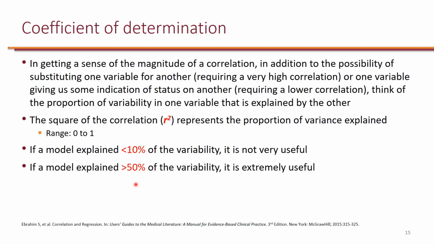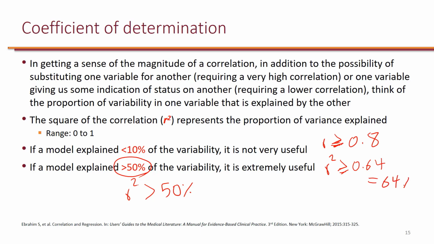if you want the R to be 0.8 to be a strong correlation, then the R squared would be, so maybe I should say at least 0.8 would be good, then the R squared would be at least 0.64. Now, to make things easier, we're going with 50. So an R squared of at least 50% is extremely useful. So this 0.64 is 64%.